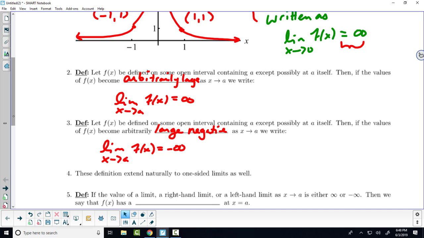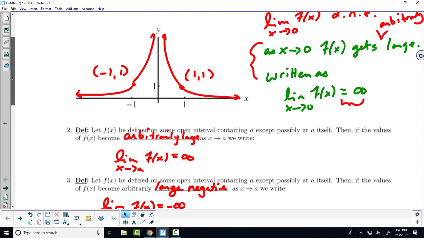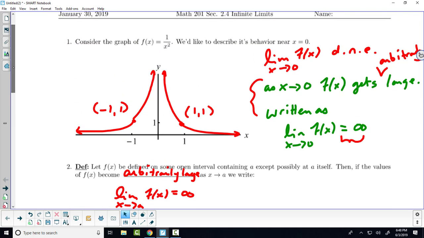So this is going to extend to right and left-hand limits as well. If I want to approach just from the right, I'd put a plus sign there. If I want to approach from the left, I'd put a minus sign there, just like we did in previous questions. One thing I want to make sure you're taking away from this: we're still claiming that the limit doesn't exist, but we're doing a better job of describing how the function's behaving at that x coordinate.